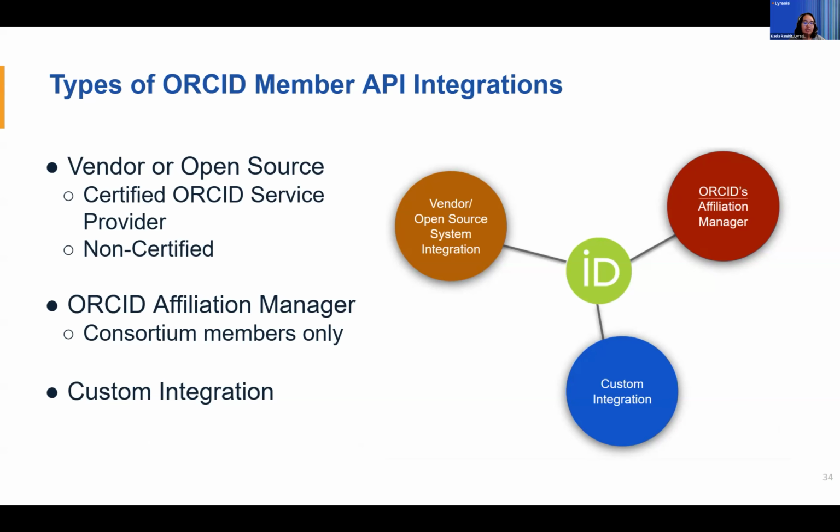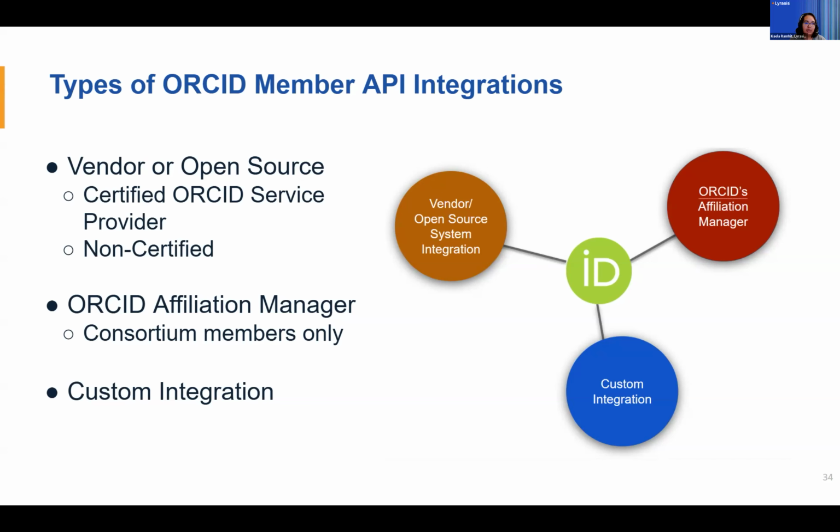There's also the vendor or open source system integration. So that has two different kinds. Essentially, what a vendor or open source system is, you may have many systems you're using at your organization, like Symplectic Elements. Some of them have ORCID functionality built in. And you can integrate with those systems that have that functionality to pull information, read information, and then also write information back to your record. And there are two different kinds of systems for ORCID.